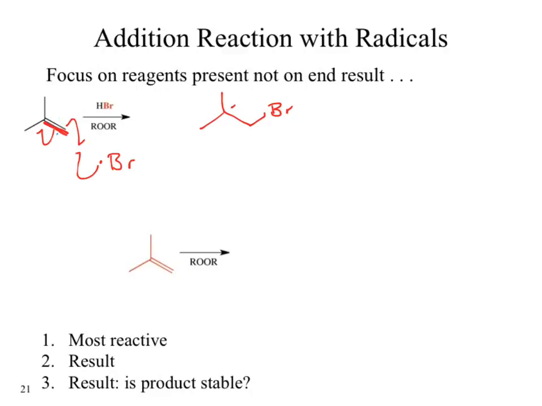Is this a final product? Why not? It needs to encounter another HBr. Why does it need to encounter another HBr? It's still a radical. It is still not stabilized. So it needs to continue to react. More than likely what it will encounter, just like with our bromine radical, it'll encounter HBr.